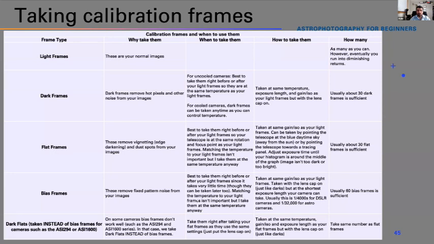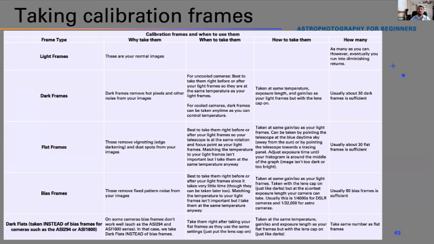Matching the temperature of your bias frames to your light frames isn't important. It makes very little difference, but I take them at the same temperature anyway, because why not? It takes so little time. And how to take bias frames? Well, you take them at the same gain and ISO as your light frames.